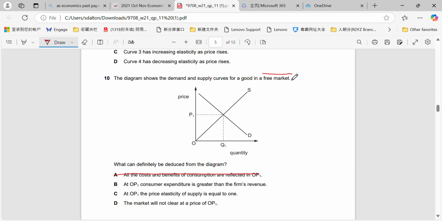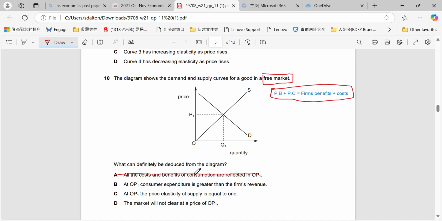We're told here that it's in the free market, right? Now remember that in a free market it's provided by the private sector. So all they consider is the private benefits and the private costs, right? Which are essentially their own firms' benefits of the profit they will make from the selling price, plus the costs that it costs to make the product, and they don't consider the external benefit or external cost. So therefore, the socially optimum level is not reflected at OP1, it is just the private benefit and the private cost of the firm.